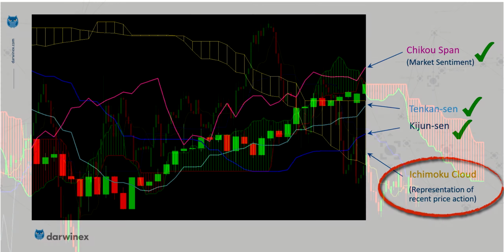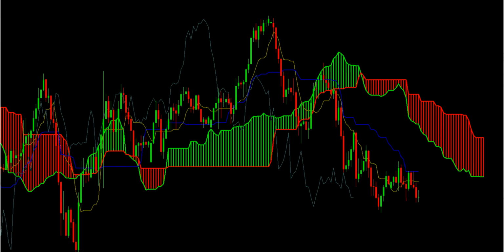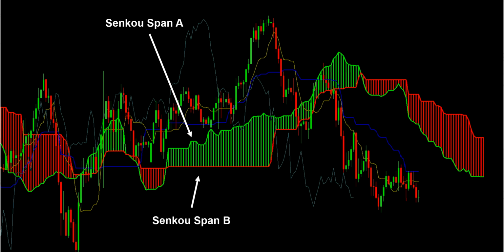Now, in the chart that I'm going to use today, I've dulled out the other components of Ichimoku so that the cloud stands out more, because this is primarily what we're going to be concentrating our efforts on. So the cloud is defined as the space between two other lines. The first of those is called the Senkou Span A, and the second is called the Senkou Span B. And so this hatched area in the middle here is what's known as the Kumo, or the cloud.